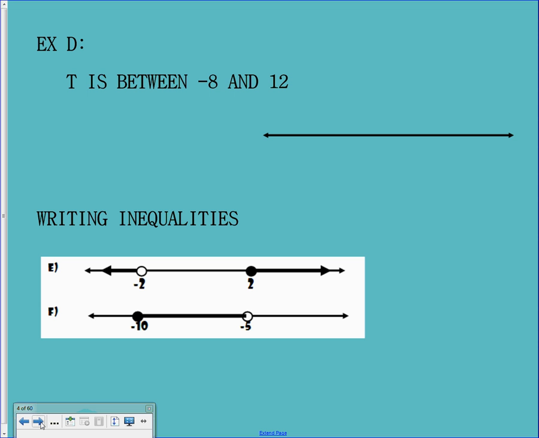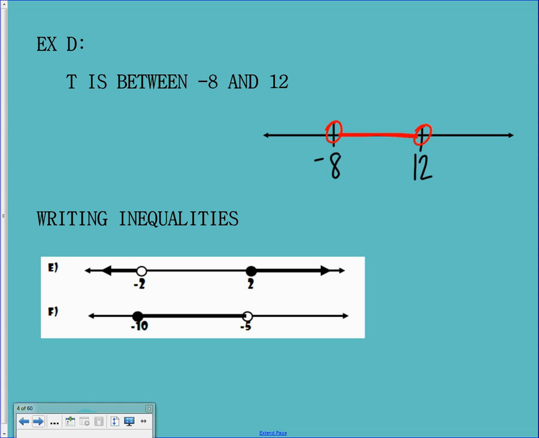Example D says T is between negative 8 and 12, so sometimes they just use the words and not the math symbols. So again, I would have negative 8 and 12. Between is the only kind of tricky part. I think you understand that it's going to be between negative 8 and 12. The only question is, is it going to be open or closed dots?